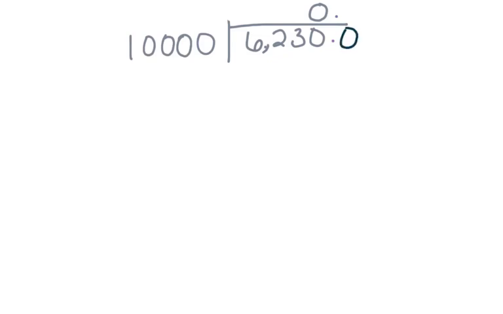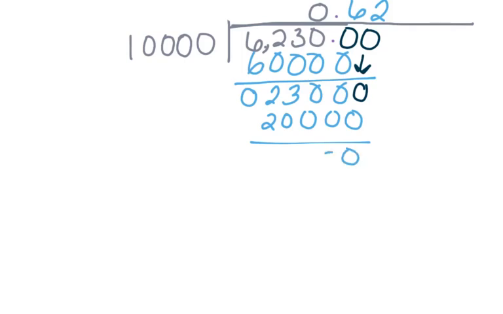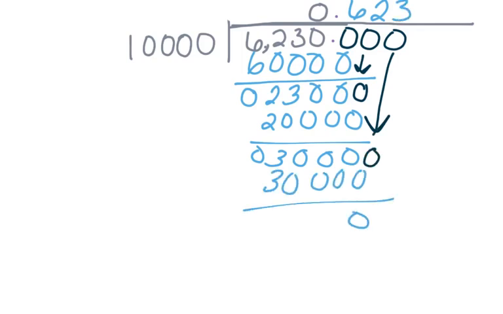Now, 10,000 goes into 62,300 6 times, which gives us 2,300. You add another 0, and 10,000 goes into this number 2 times. So you'd get 20,000. You're left with 3,000, which is fine. It's less than 10,000. Bring down your 0. It goes into that number exactly 3 times. So your answer is 0.623.